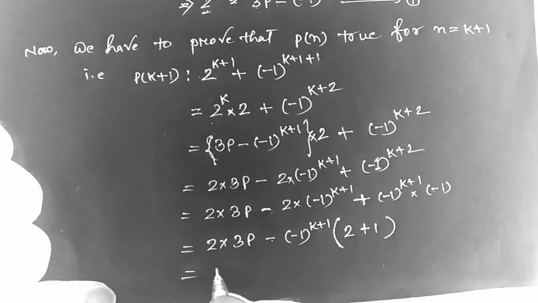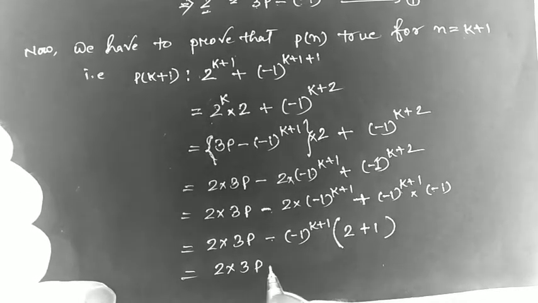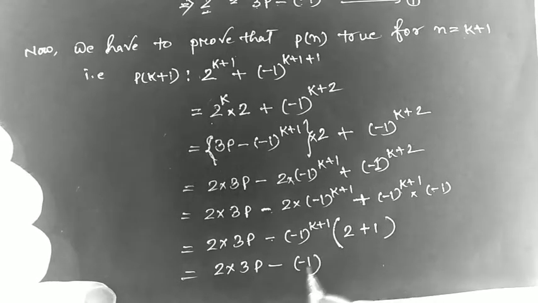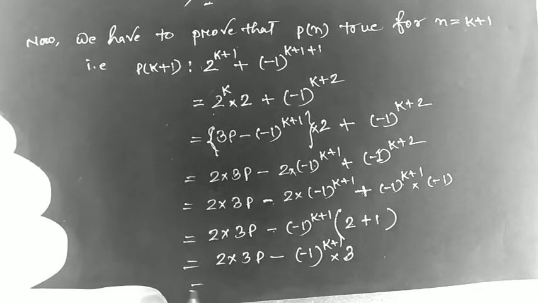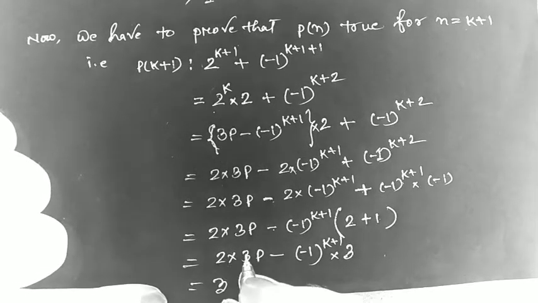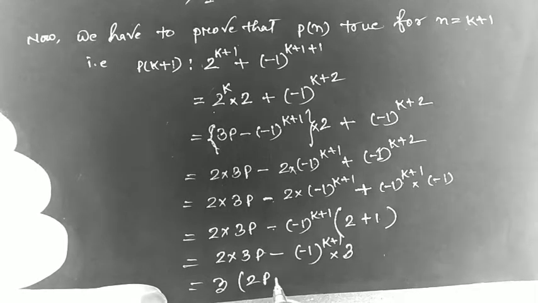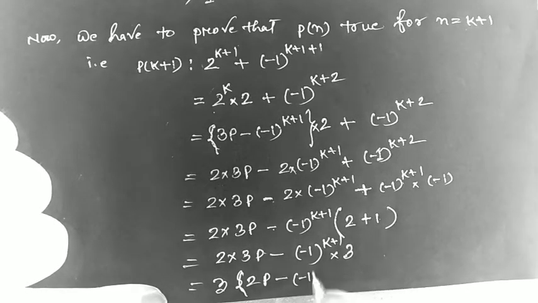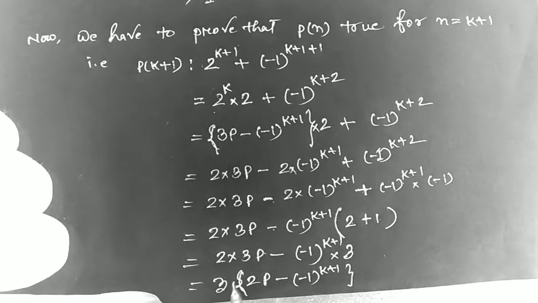plus 1. So 2 into 3p and minus 1 to the power k plus 1 into, what is this? 2 plus 1 means what? 3. That means from these two things we get 3 common, 2 into p, 2p, minus 1 to the power k plus 1. So that's it. That means we get 3 into something, a term.